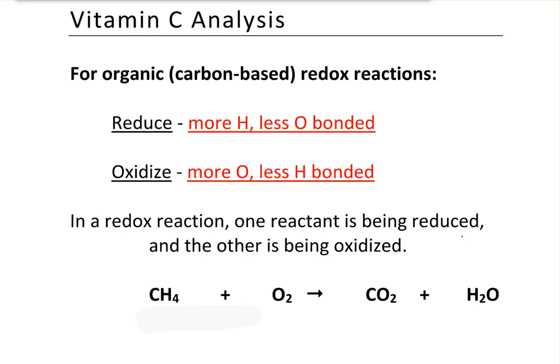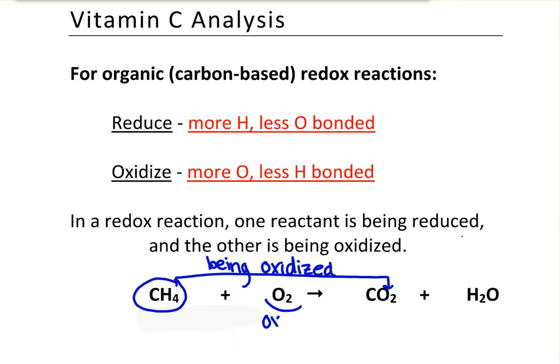So let's look at this example. In this example, we see that this is methane gas, like natural gas, and it has bonds to hydrogen here, but it's losing those and going to oxygen here. So this compound is being oxidized. And what is oxidizing it? The oxidizing agent.